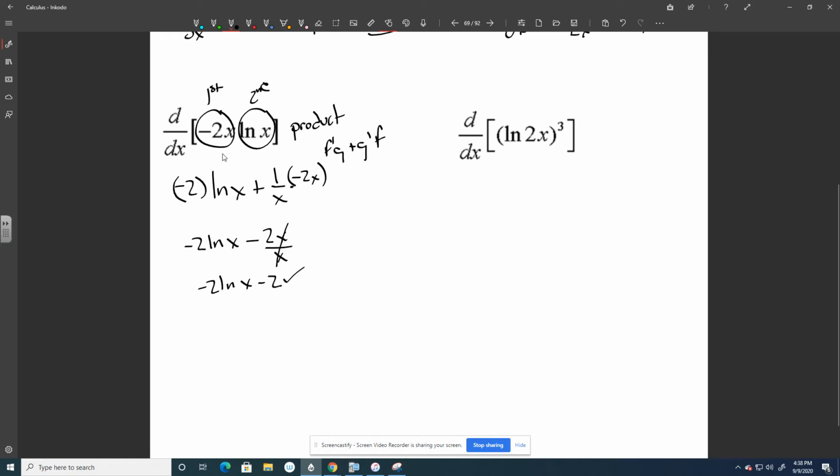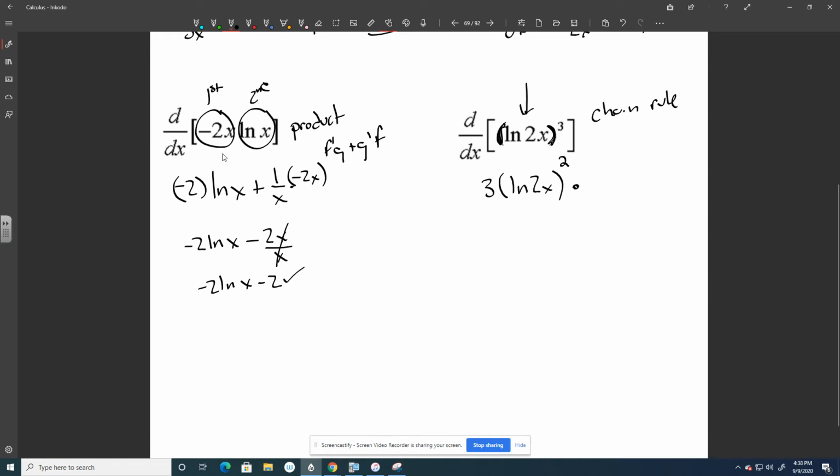Derivative of ln of 2x cubed. Now be careful. I can't just move this 3 to the front of the natural log because it's on the outside of these parentheses. It's not inside the natural log. So I'm going to have to use the chain rule on this one. The chain rule tells me that I need to take the derivative of the outside, so 3, and then I leave the inside the same, and then the 3 comes down to be a squared. We go down by 1, and then I have to multiply by the derivative of the inside.